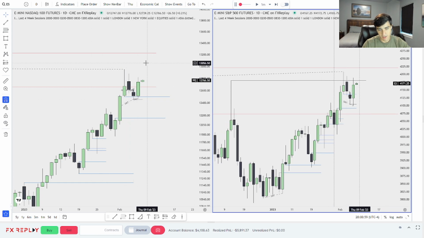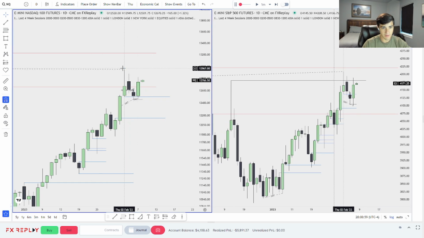And we're going to run out these highs right here. This is the previous week high. So I think obviously we are drawing to the previous week high.